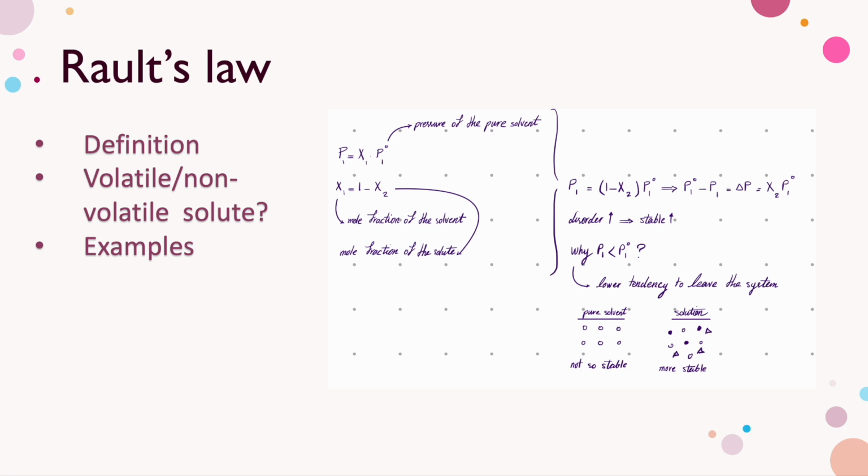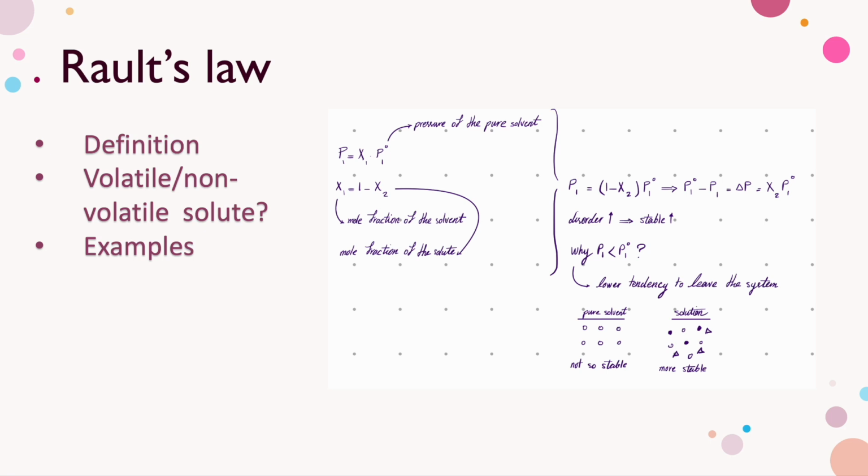Now, what is a volatile solute? A volatile solute refers to a solute that can easily evaporate or vaporize into the gas phase at relatively low temperatures. In other words, it is a substance that has a high vapor pressure at a given temperature, meaning it readily transitions from a liquid or solid state into a gas.